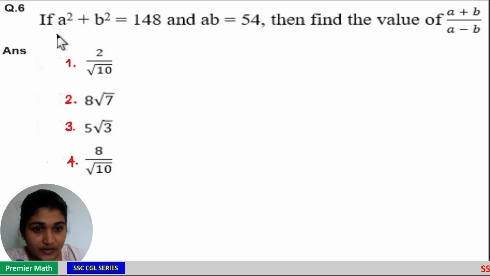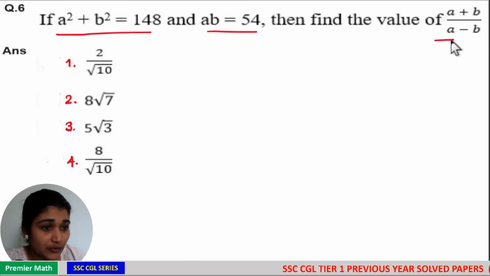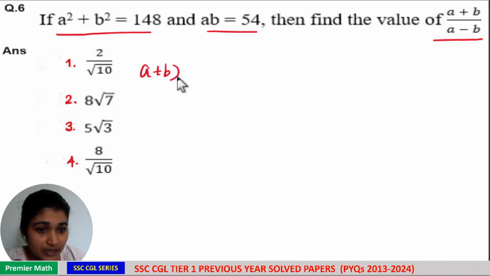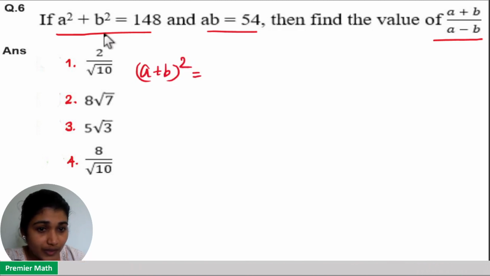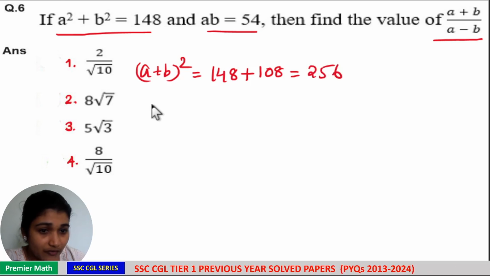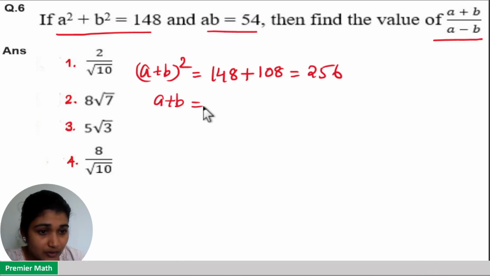If a square plus b square is 148 and ab is 54, then find the value of a plus b divided by a minus b. Here a plus b the whole square is equal to a square plus b square, 148, plus 2ab, which is 2 into 54, 108. That is equal to 148 plus 108, 256, which means a plus b is root of 256, which is 16.